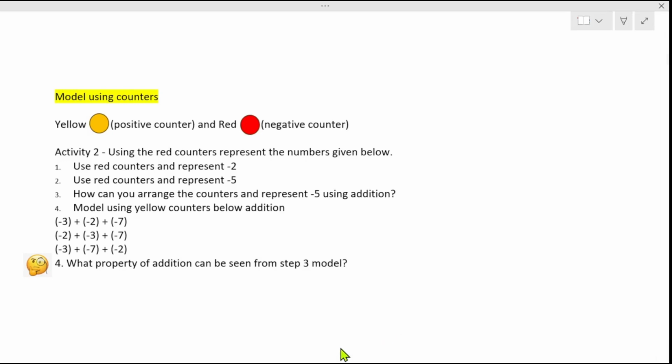For modeling negative integers, you take some red bits of paper, red color, or any grain which is red. Now, how do you use red counters to represent -2? One red is -1, and two reds make -2. How do you do -5? I have 5 reds, which is -5. Now, how do you arrange the counters so that you represent -5 using addition?